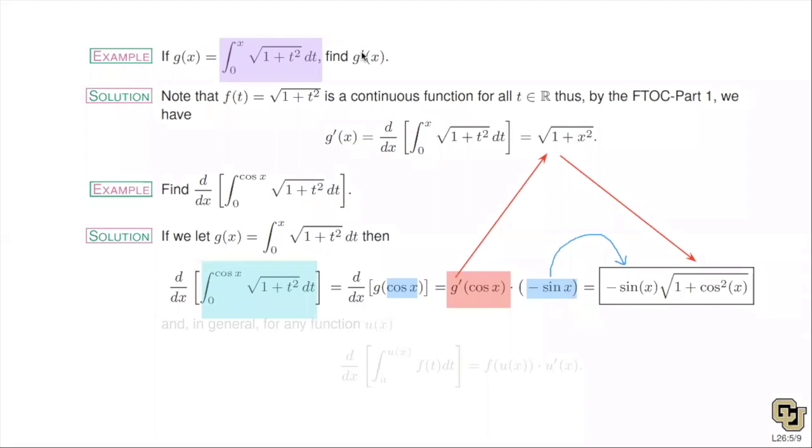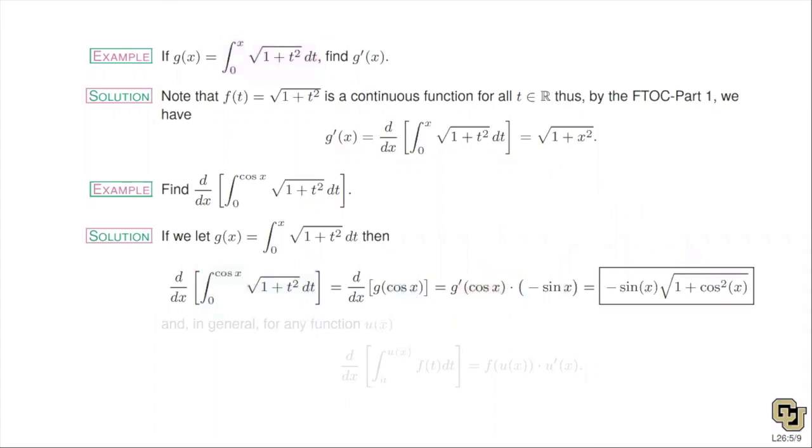Someone is asking, why is it negative sine of x? So remember that the derivative of cosine is minus sine x. That's just the derivative rule for cosine. The derivative of sine is cosine, but the derivative of cosine is negative sine. Cosine is always troublesome that way.